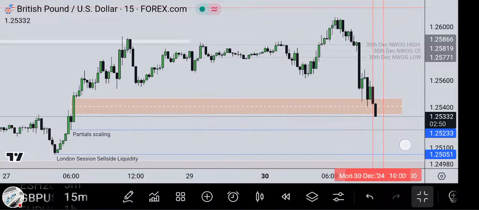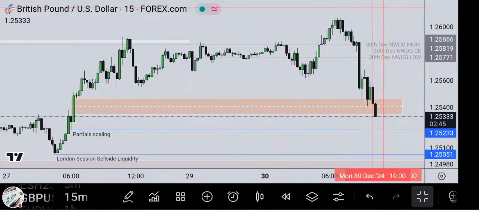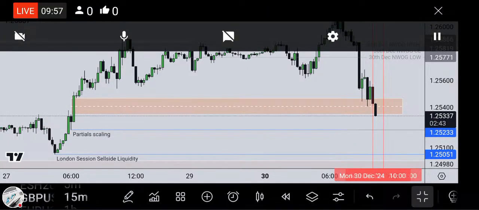1.25233. So once price closes, it will close in less than 3 minutes. It will be doing a closure here. So that's what I want. That's the signature I'm anticipating and I want to see.